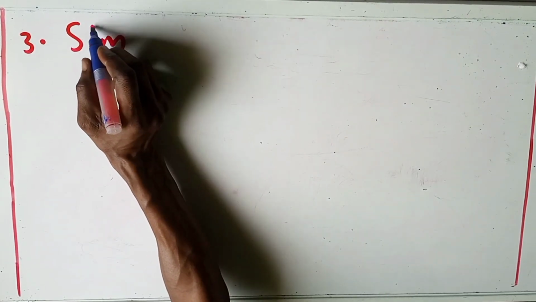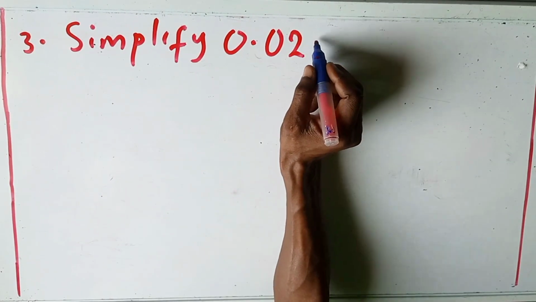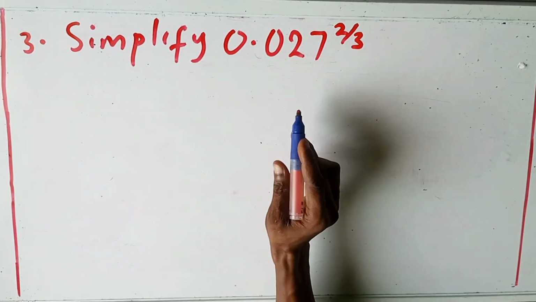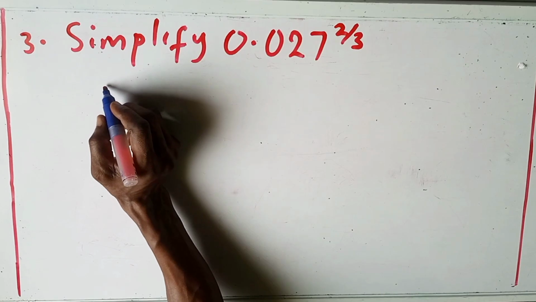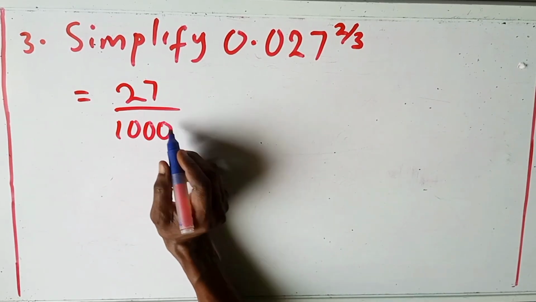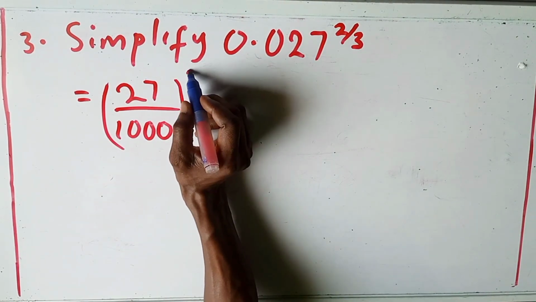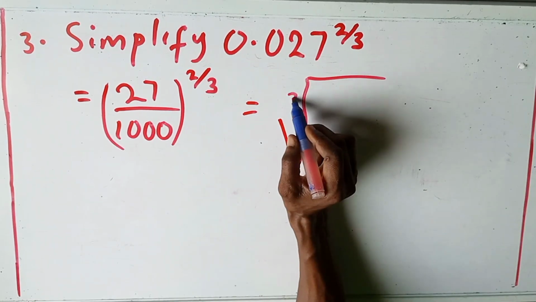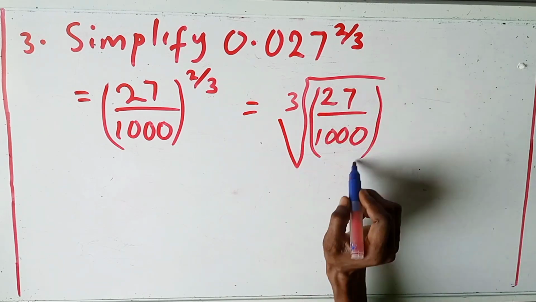Example 3. Simplify 0.027 raised to the power 2 over 3. So the next thing is to change this decimal to fraction to make it easier. And that will give us 27 over 1000, then raised to the power 2 over 3. So cube root of 27 over 1000, in bracket, raised to the power 2.